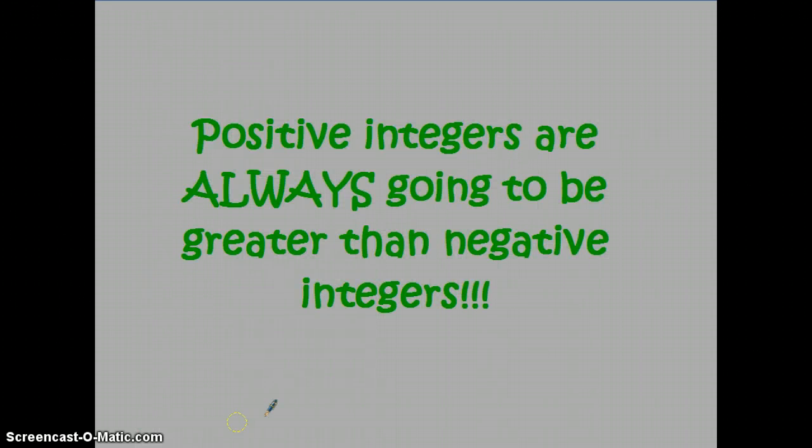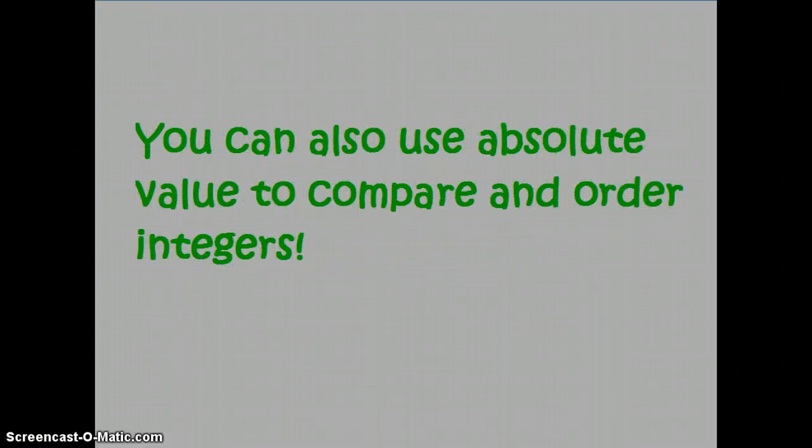Okay, so another thing to remember is that positive integers are always going to be greater than negative integers. So if we have a choice between +5 and -5, +5 is always going to be bigger. If I've got 3 and -6, 3 is always going to be bigger, or +3. But it's when we're talking about negative numbers that kind of get us a little confused.